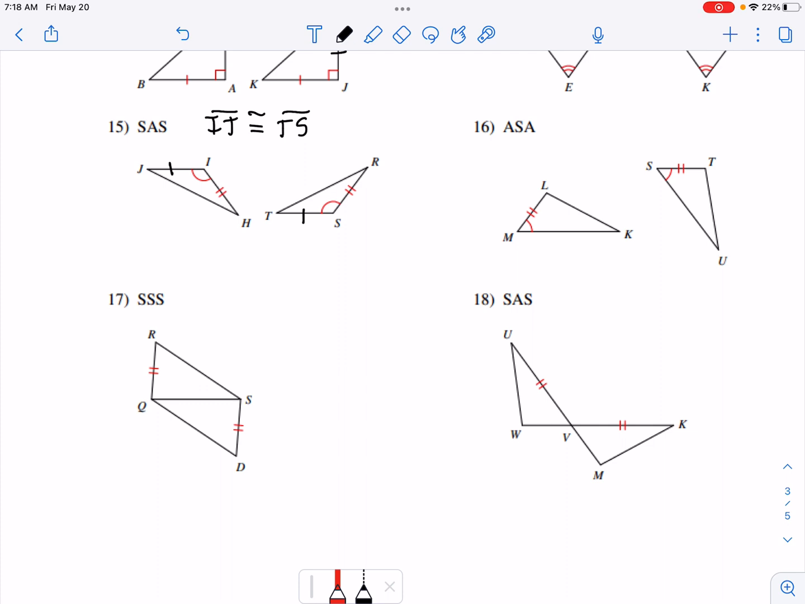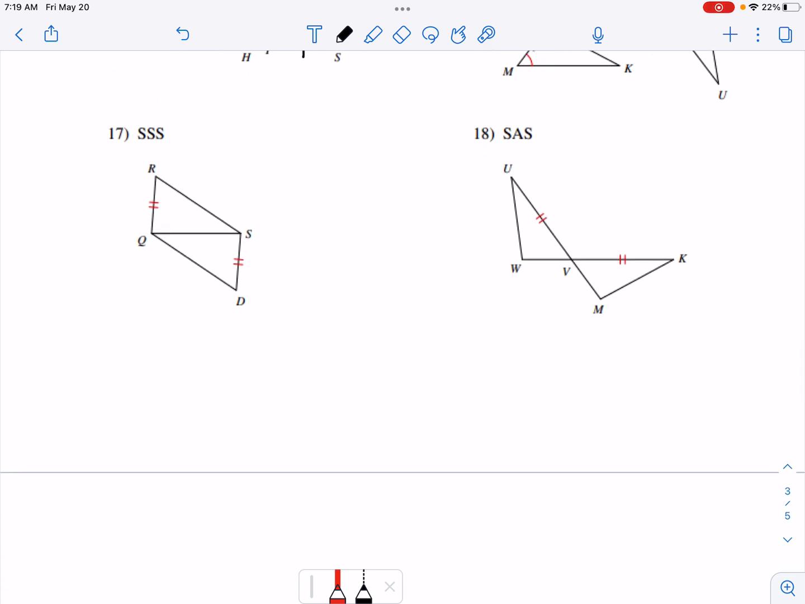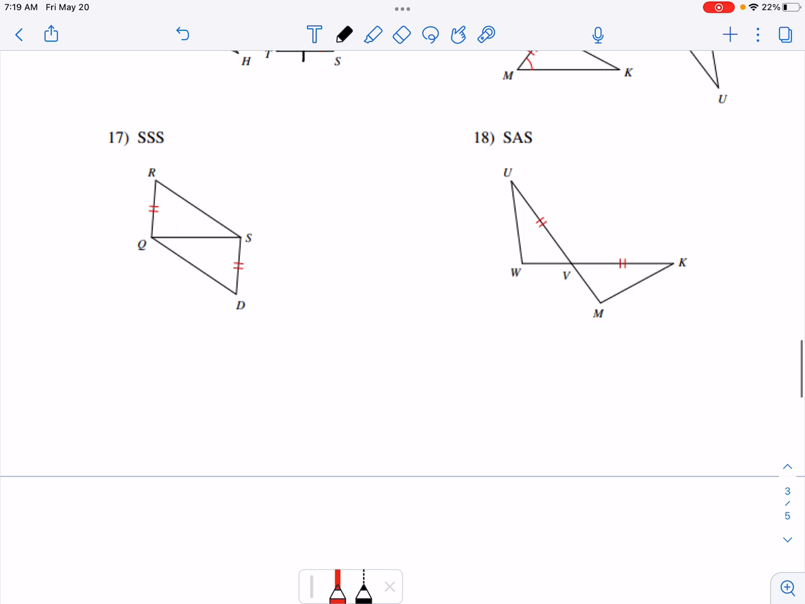Okay, 16, we want angle side angle. Right now we have angle side, so in order to have angle side angle, we would need this angle is congruent to this angle, right? Which would be angle MLK is congruent to angle UTS. Okay, so for this one, we know that by the reflective property that this is equal to each other. So if we wanted side, we would have to have RS congruent to this one, because then we'd have side. So RS congruent to QD.